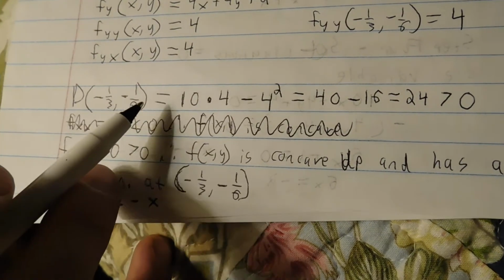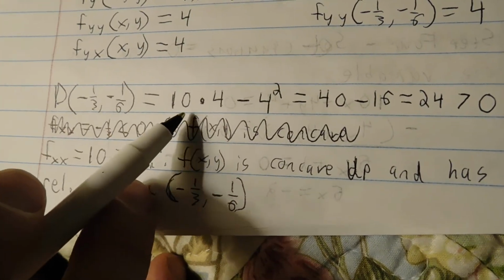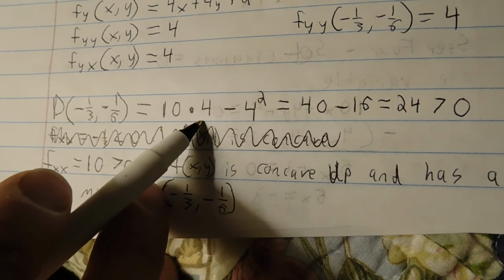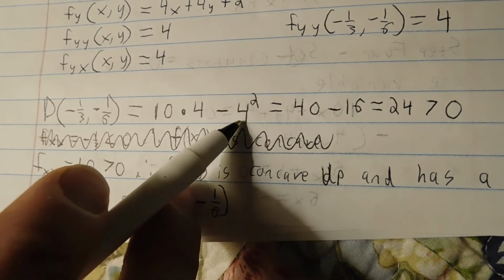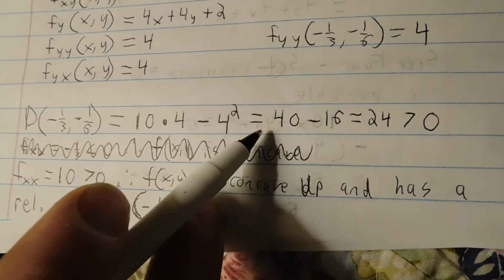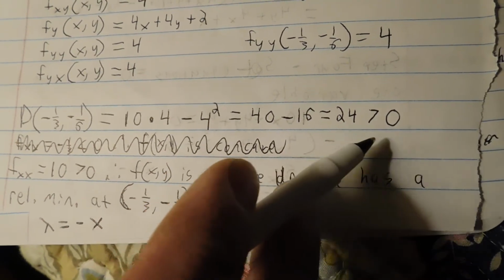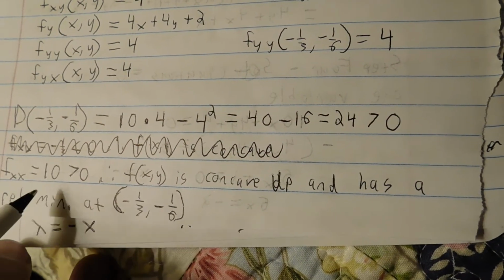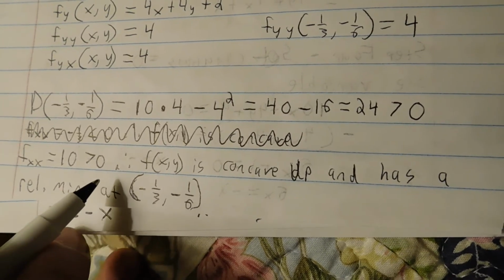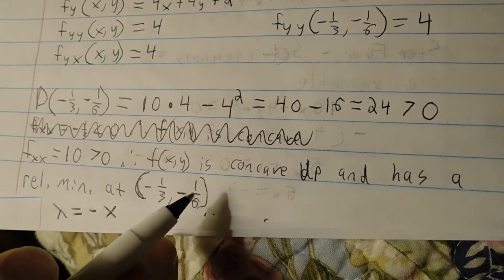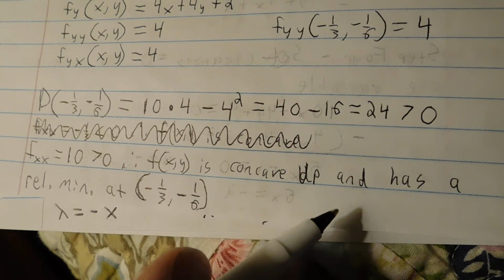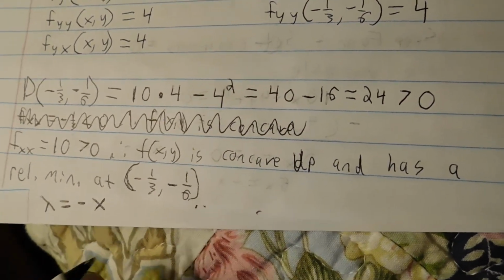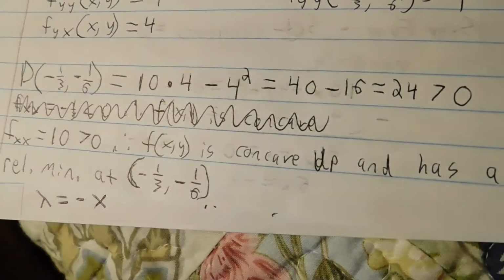So you've got your f double x times your f double y, subtract out your fxy squared, and you end up with 24, which is greater than 0. Since f double x, which was 10, is also greater than 0, f is concave up, so it will have a relative minimum at negative 1/3, negative 1/6. So now we know that that is the minimum.